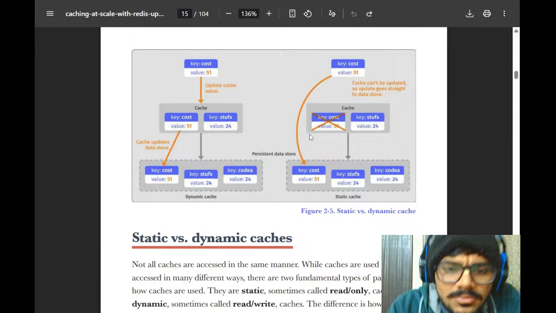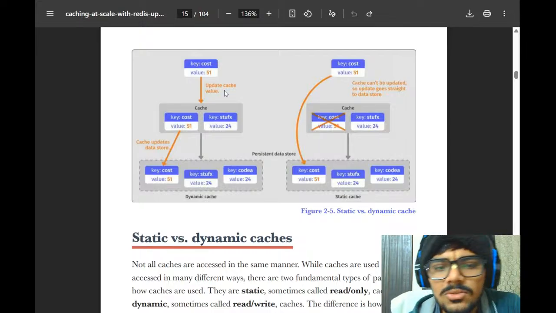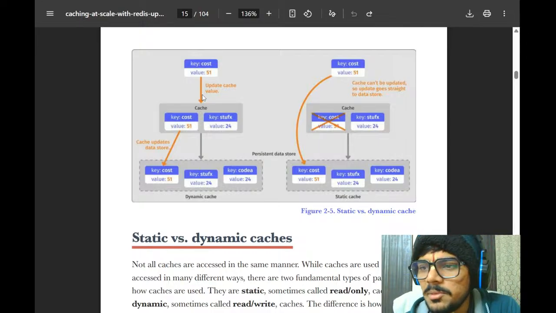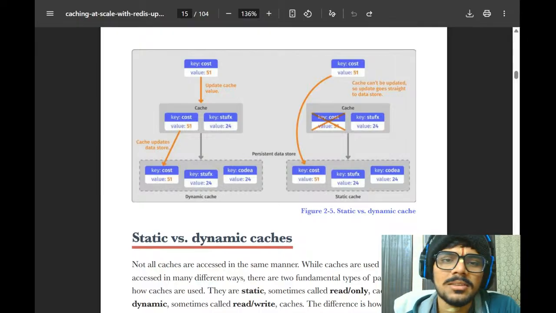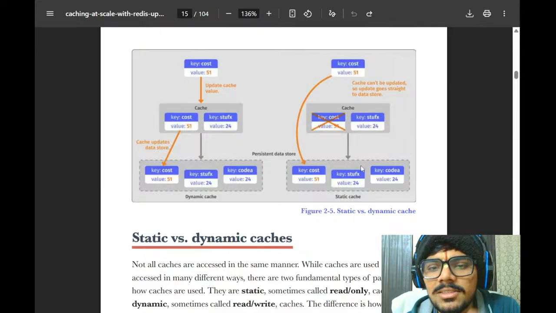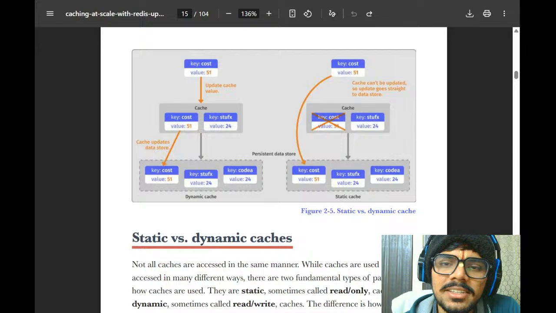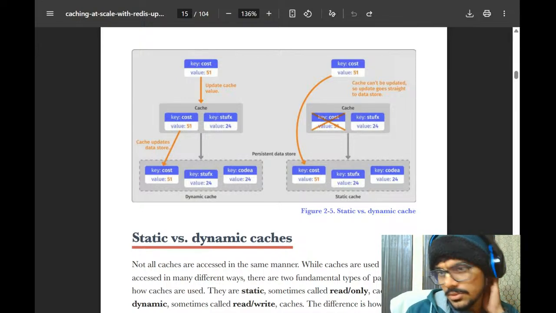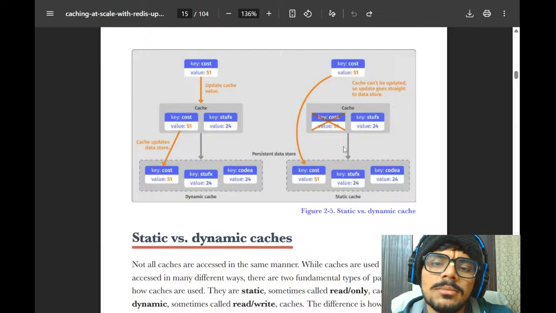While over here, in case of the dynamic cache, it will be keeping a look over the previous cache as well that has been stored in our tree. While on the other hand, in case of the static cache, if you want to change any particular thing, let's say the cost, or add a new key-value pair, then it will delete the previous cache that was stored and it will jump to a newer cache memory that is being built, that will contain cost is 51, suffix is 24, and code is also 24.